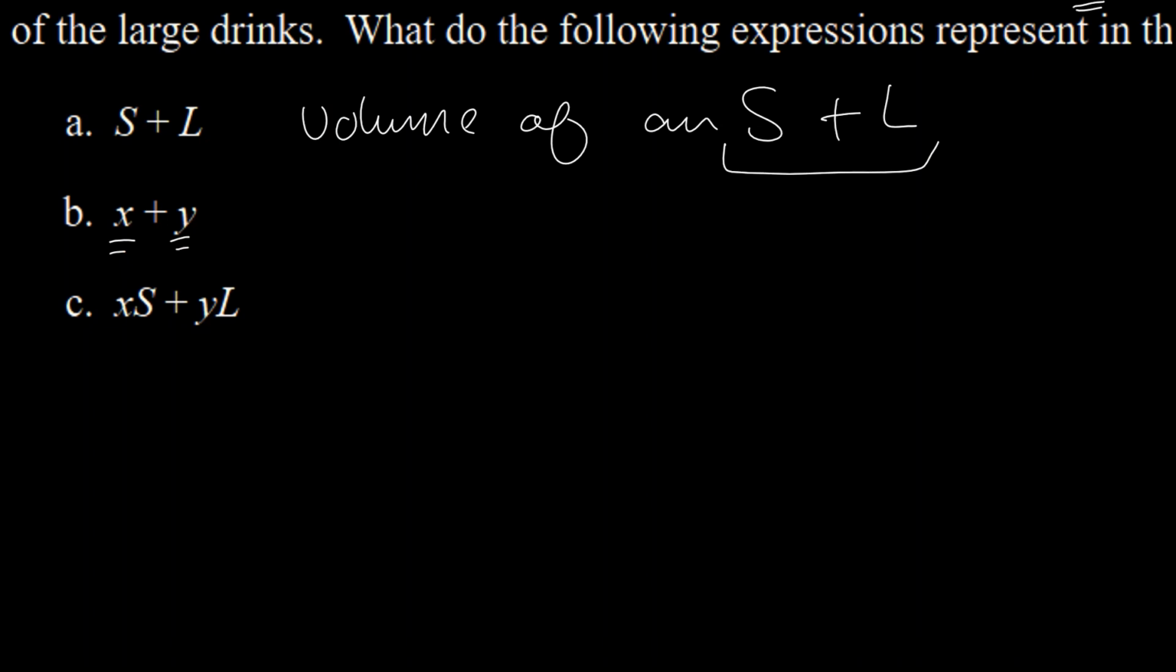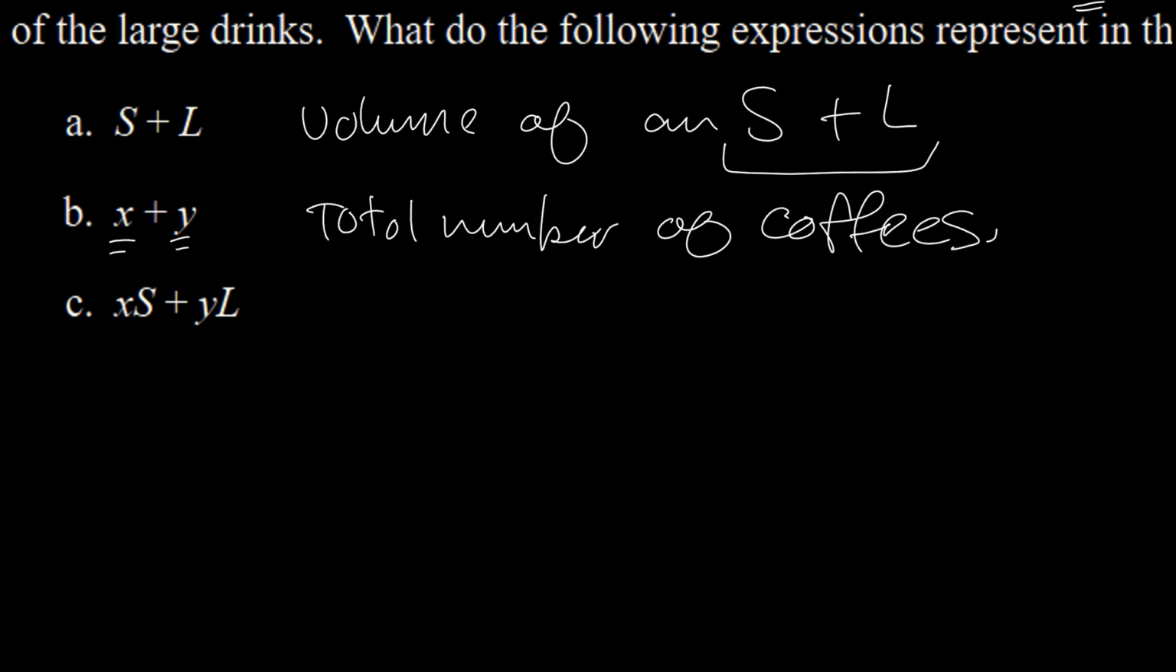Now, I am interpreting X and Y to be the numbers of each that they sold because that's what they say, right? So this is the total number of coffees. So like if you sold like 100 of these and 250 of these, right? Then you would have sold a total of 350 coffees. Now, this, right? If I sold 100 of those and each one was 8 ounces, and I sold 100 of these, then that would be the total ounces of the small coffees sold, plus this would be the total ounces of the large coffees.